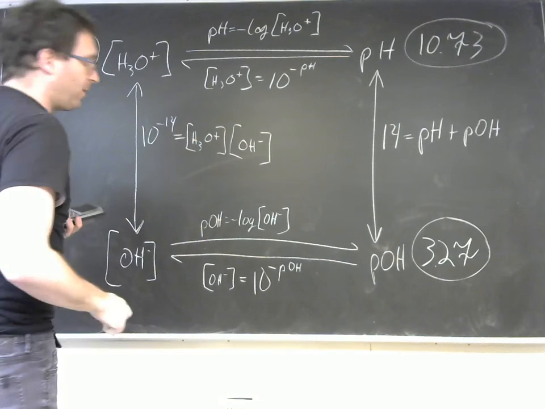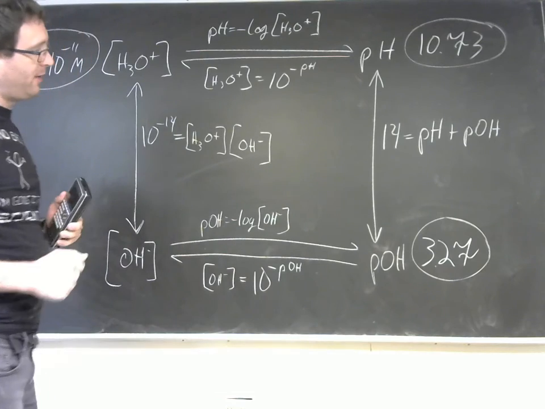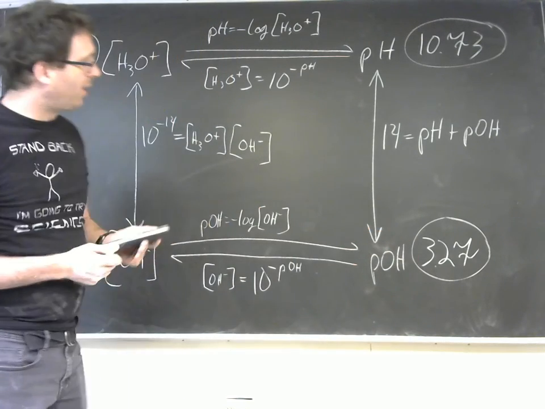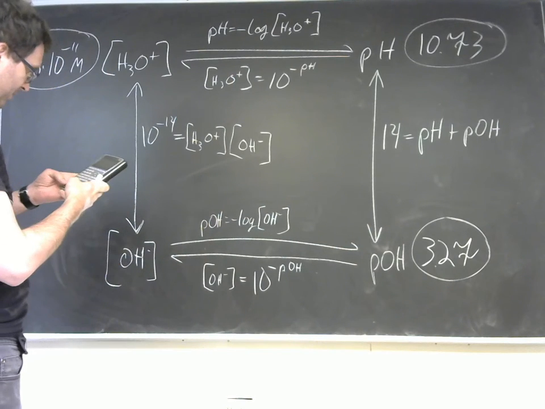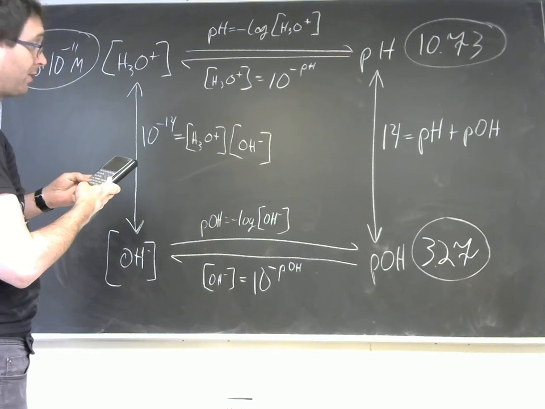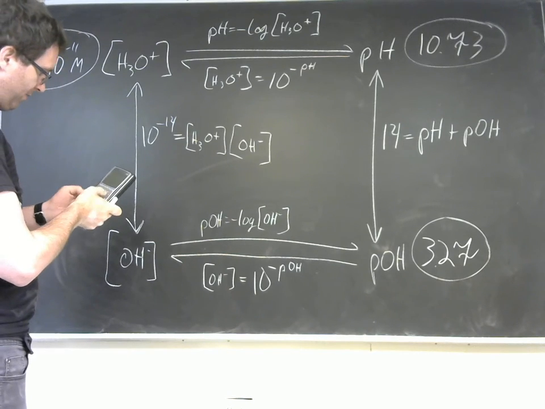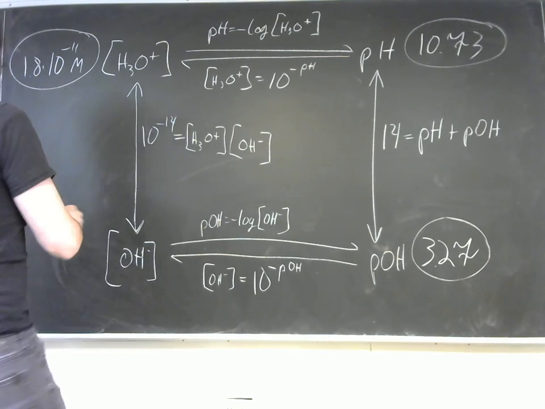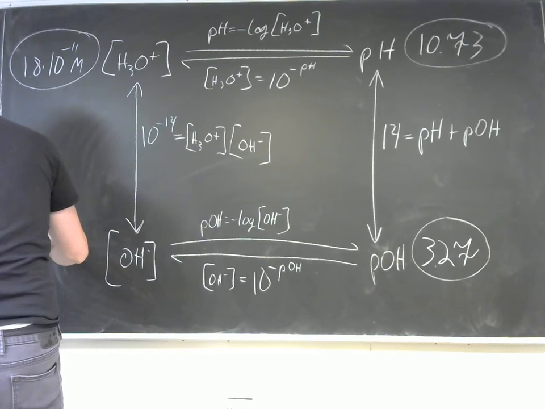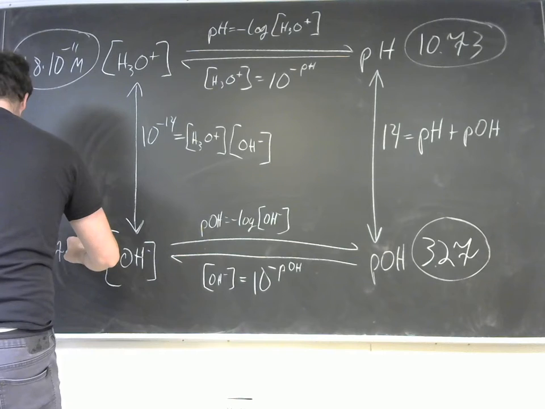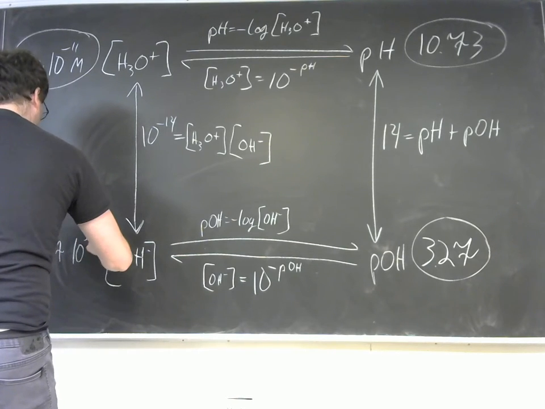And if I wanted to find my OH, then I would take 10 to the negative pOH, 10 to the negative 3.27. Oops, forgot the negative. There it goes. Okay, and I get OH minus concentration of 5.37 times 10 to the negative 4th molar.